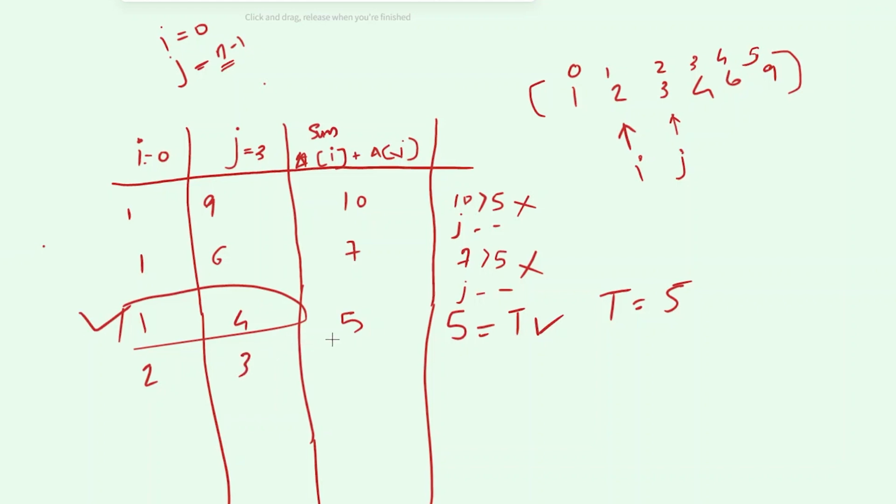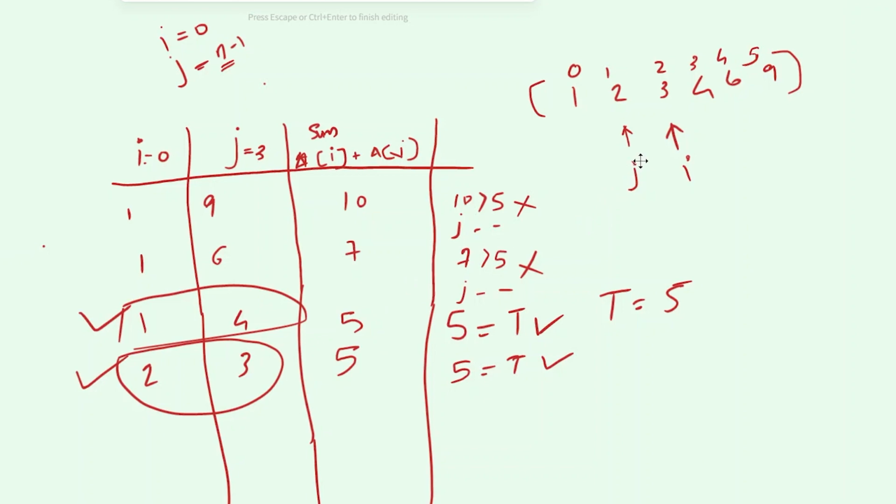Now we are checking the values: i value is 2 and j value is 3. The sum equals 5, again equal to the target value. So it's a correct answer, and we should store this pair again. We increase the i pointer and decrease the j pointer. Now we check the condition i less than j. Is the condition satisfied? No. So the loop will exit and we have our answer.